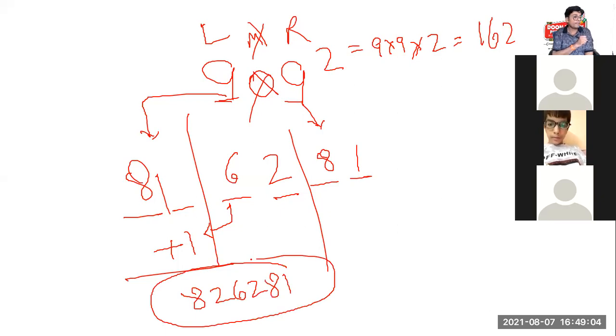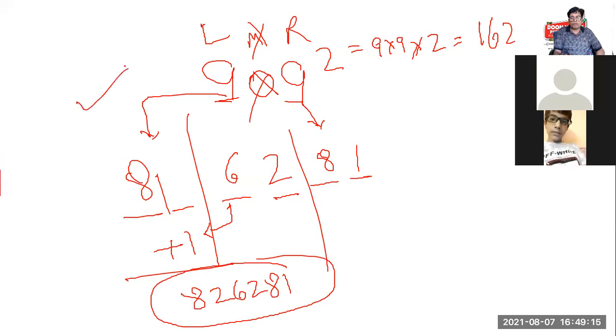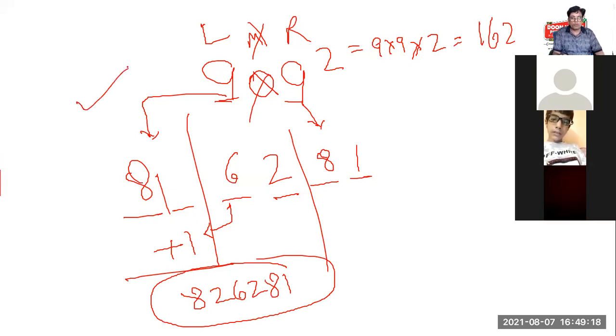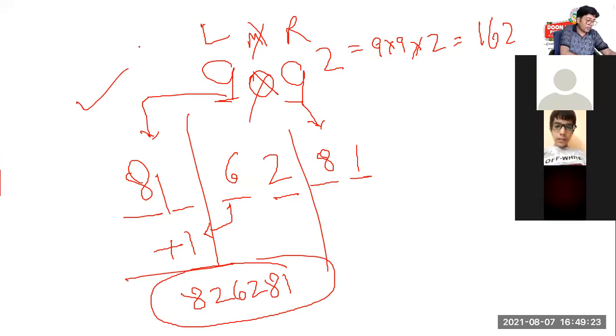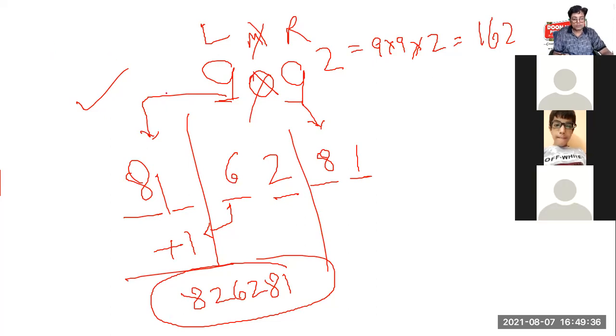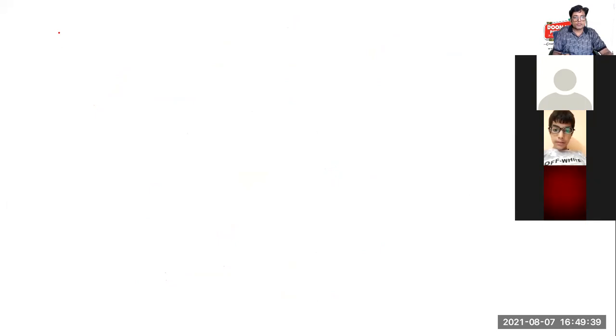Got it? Is it clear? Now, this method is a super duper method, which will give you the calculation fast. Now, see, this method is also applicable here.